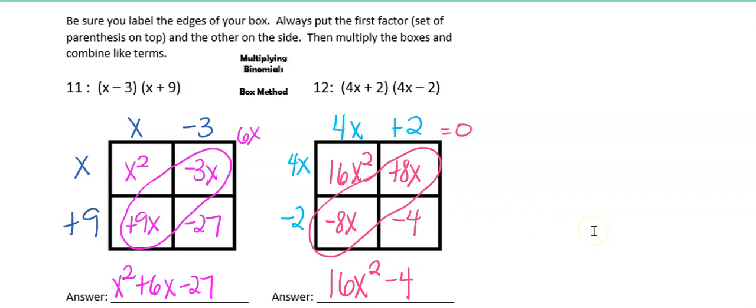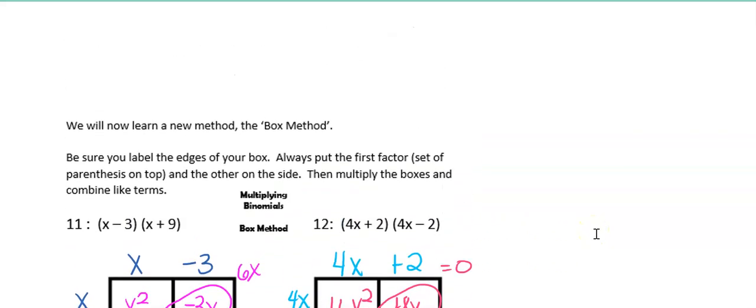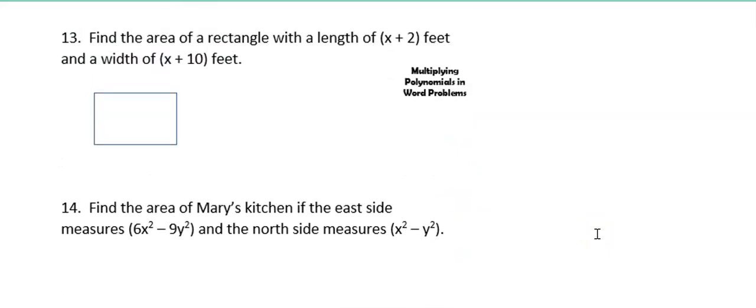So either one of these, double distributing or box method, it works. So those are binomials. Those are two terms. So now we're going to come up here and we're going to see it in context in some word problems.